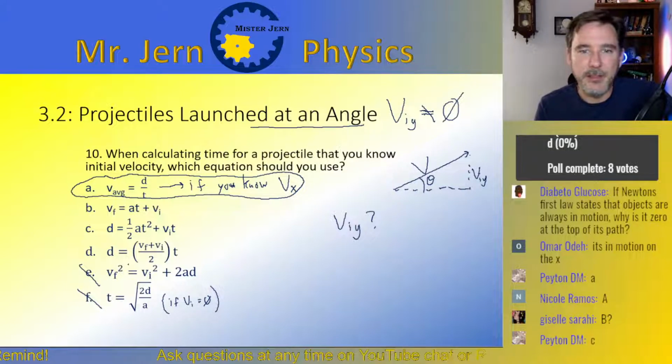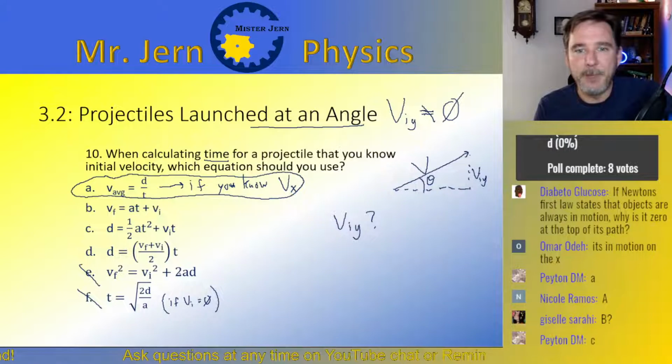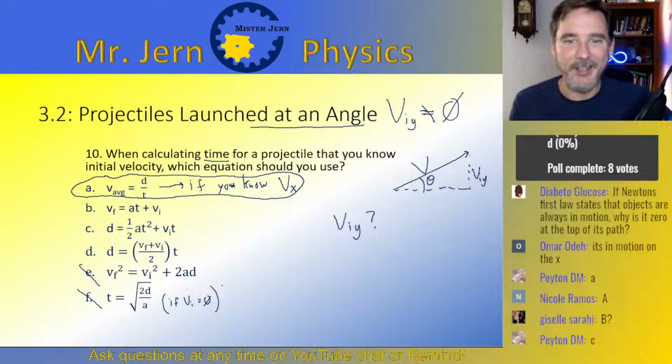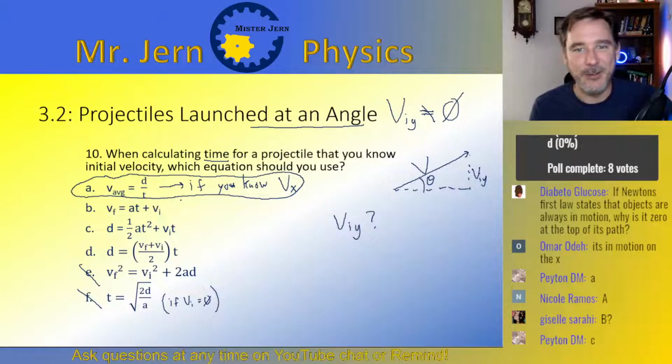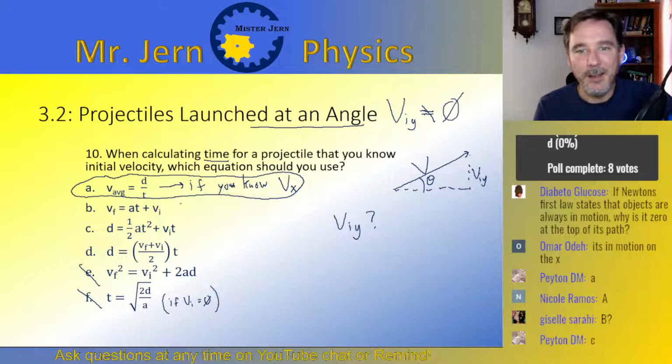We said E, so let's eliminate that one. Well, because we're trying to find time, right? And guess what? There is no time in E, so that can't even be it. I mean, I guess you could go roundabout and maybe find it, but yeah.